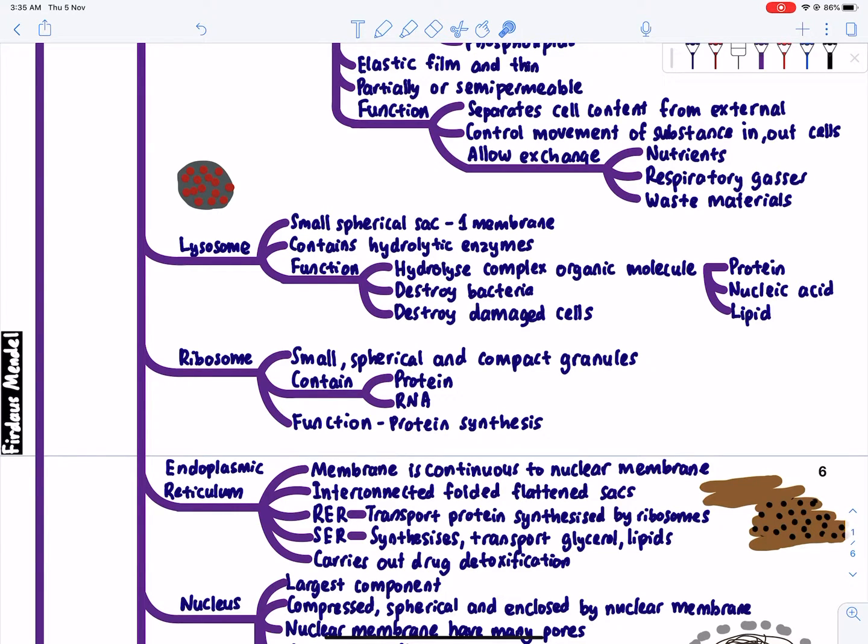And then they're destroying the damaged cell. Okay, if the cell is worn out or damaged or a very old cell, they will destroy the cell.